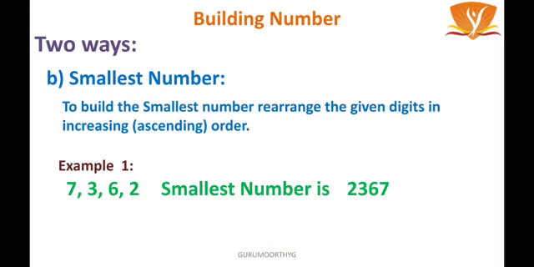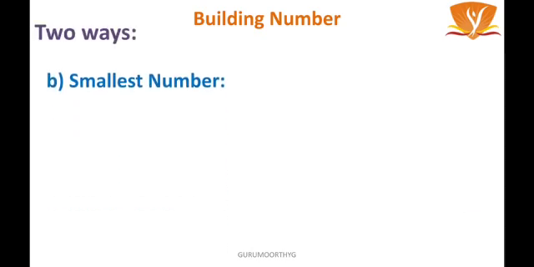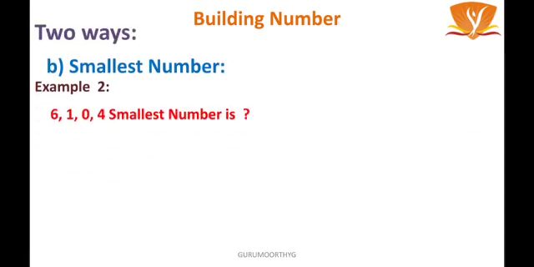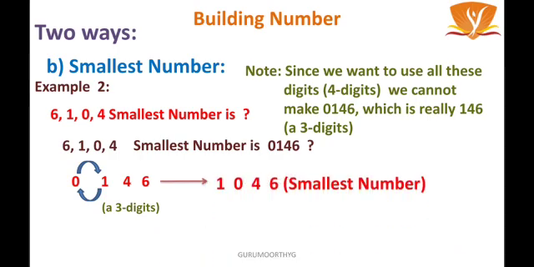Next, 1046. What is the smallest number? Now here, to form smallest number, rearrange as 0, 1, 4, 6. But this number is a 3-digit number. Therefore, we interchange the position of the first 2 digits. That is 0 and 1 interchange. After that you can get the smallest number 1046, which is the smallest given 4-digit number.